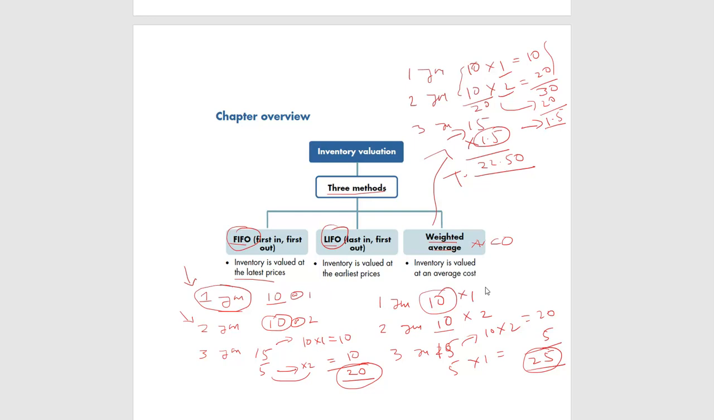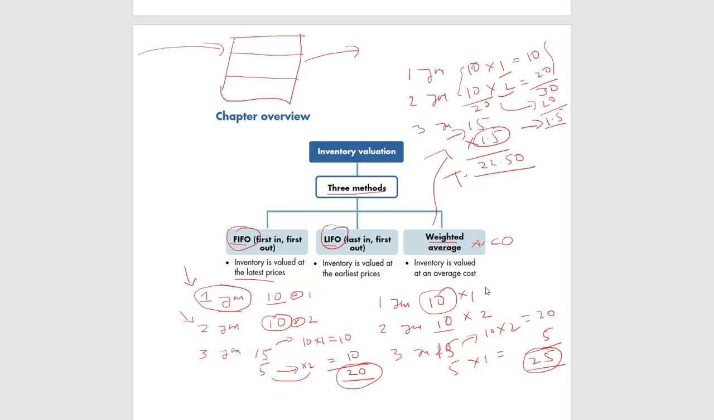So let's try to understand a little bit more. Let's say we have a stock. Let's say that's our warehouse. So all the products come here first, and after that we issue to the different departments. Now let's say I can use the different methods. Let's say I have a stock here, and I have 3 stocks.